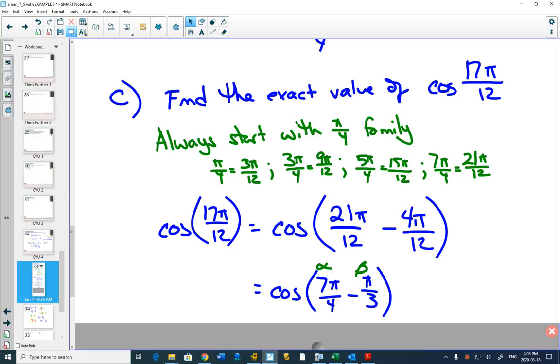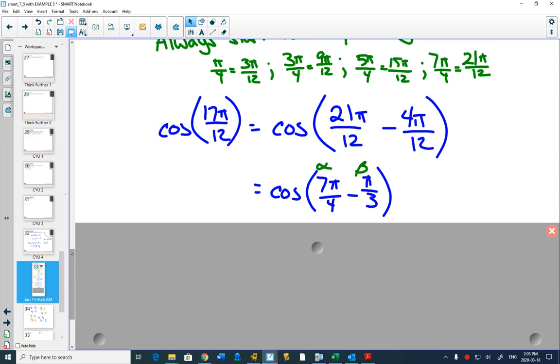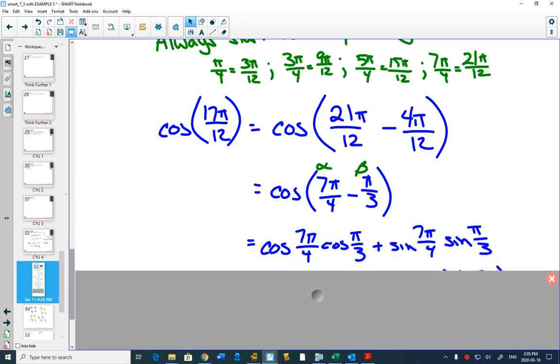And then you can use your alpha and beta formulas. And now you also have to consider what quadrants things are in, because sometimes they're positive, sometimes they're negative.